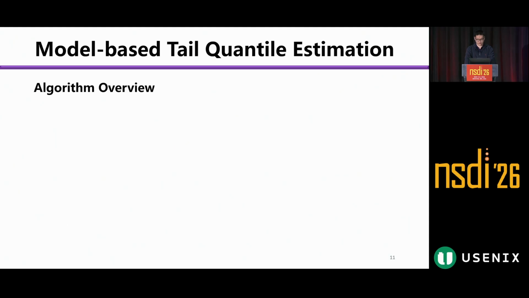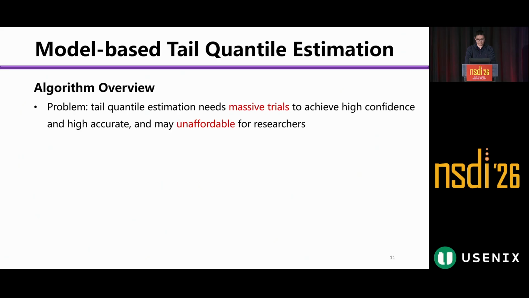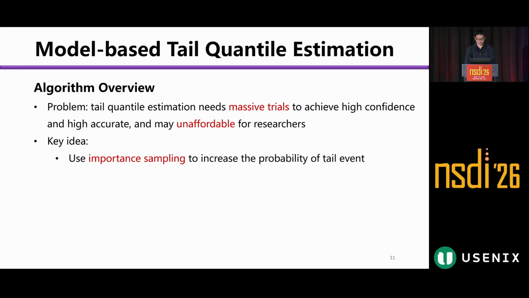So while the model-free algorithm is universally applicable and extremely robust, it has one key limit for extreme tail quantiles, which is crucial for applications like LLM serving. Tail quantile estimation needs massive trials to achieve high confidence and high accuracy, and may be unaffordable for researchers. To overcome this problem, we propose a model-based tail quantile estimation. The key idea is that we use importance sampling to increase the probability of tail events.